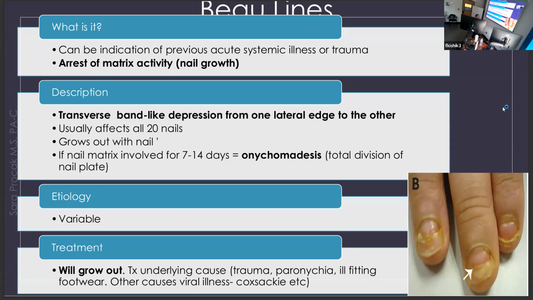But you're going to go over and touch the nail. You're going to see that it's starting to come off. You're going to ask, were they recently sick not too long ago? The parent's going to say yes, and you're going to say this is onychomadesis. It's just an infection affected the nail matrix for a long enough time that it actually cleaved the nail plate.